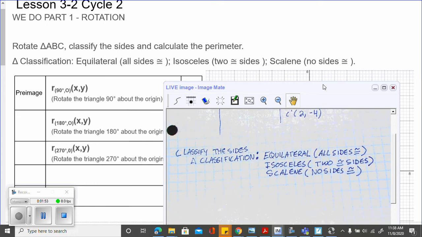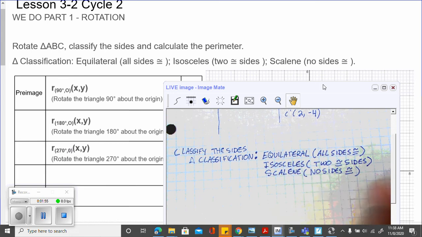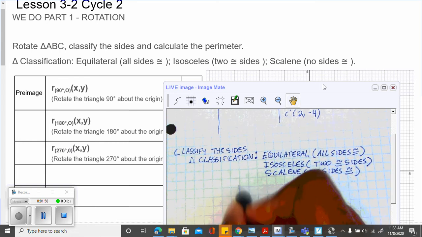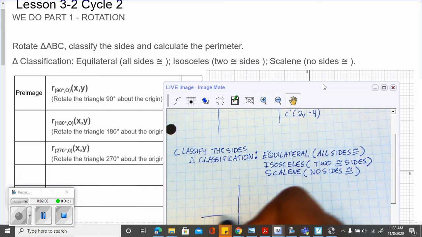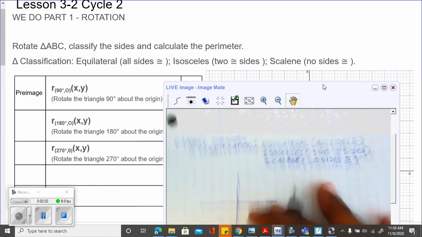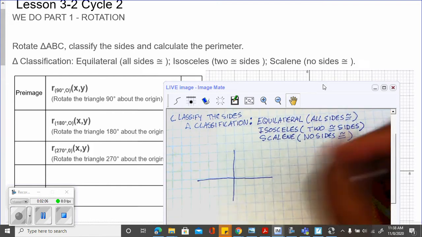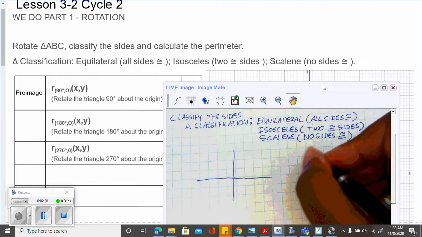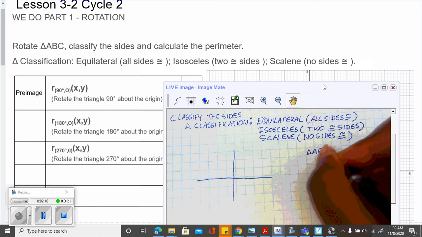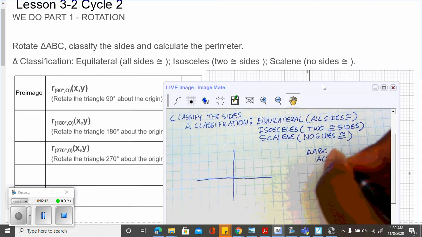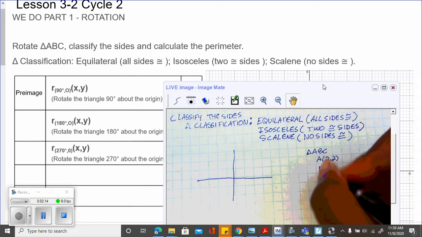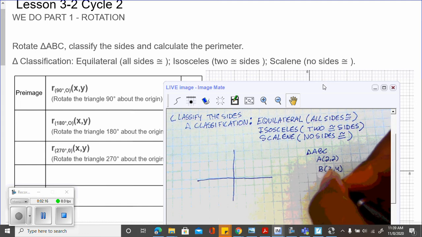So what we'll do for us, we'll just use our pre-image. So we'll go ahead again and we'll just make an XY graph, and just graph our pre-image. Our pre-image coordinates for triangle ABC, we'll just put that to the side. A was 2, 2. B was 3, 4. And C was 4, 2.